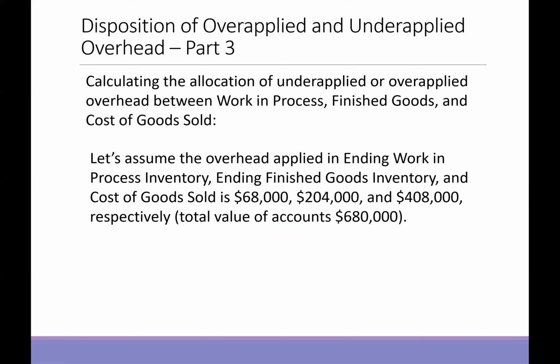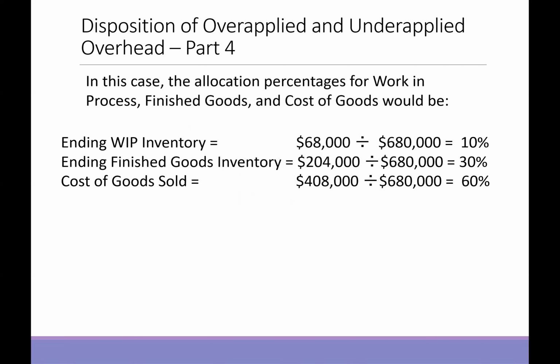Let's assume this overhead applied in ending work in process, ending finished goods inventory, and cost of goods sold is 68, 204, and 408 for 680. Then what they want us to do, they want us to prorate that excess accordingly. So what we would do is we would come up with the weighted percentage.